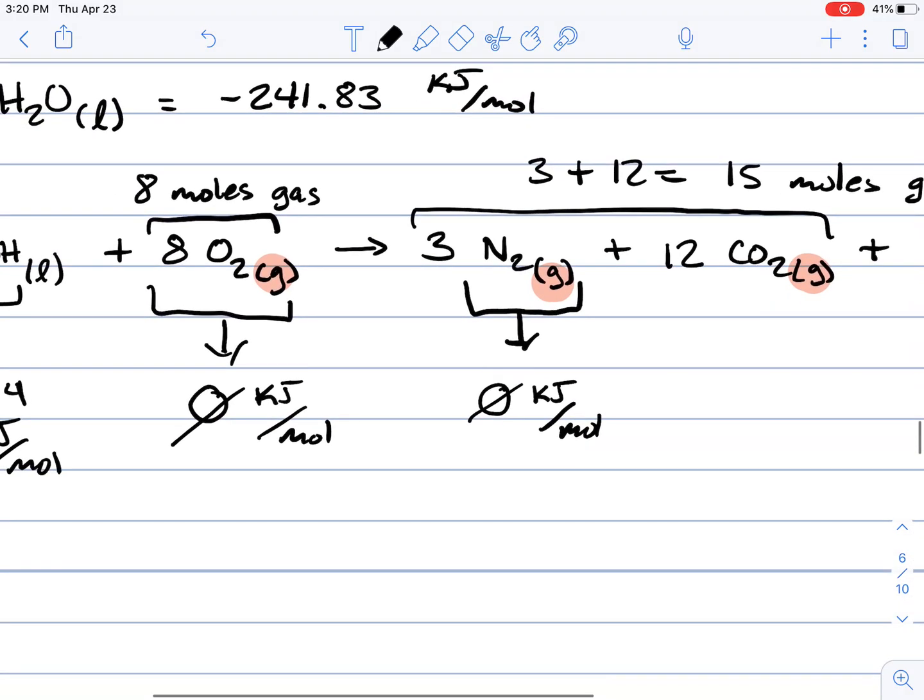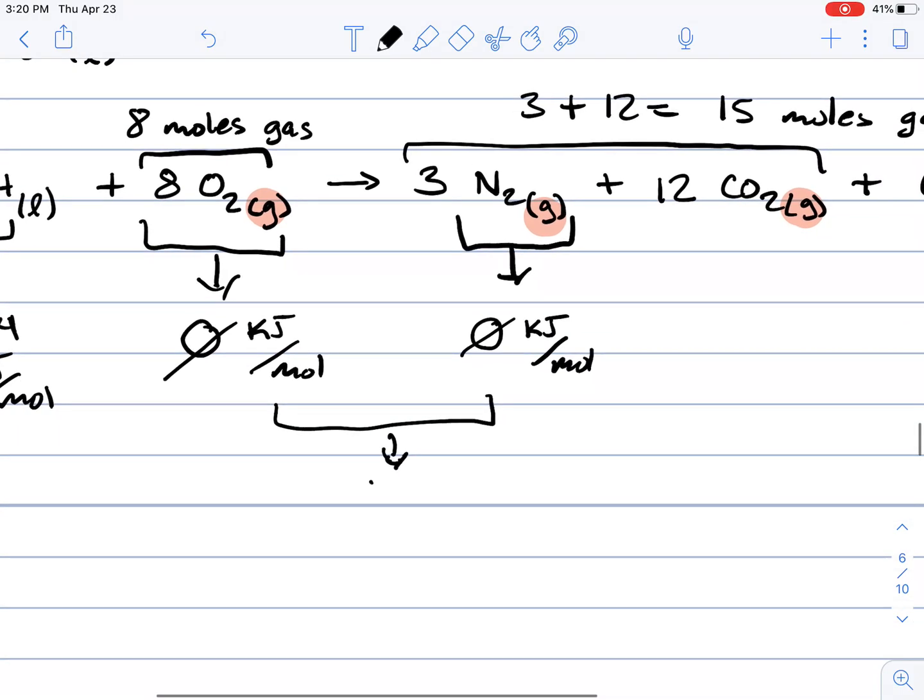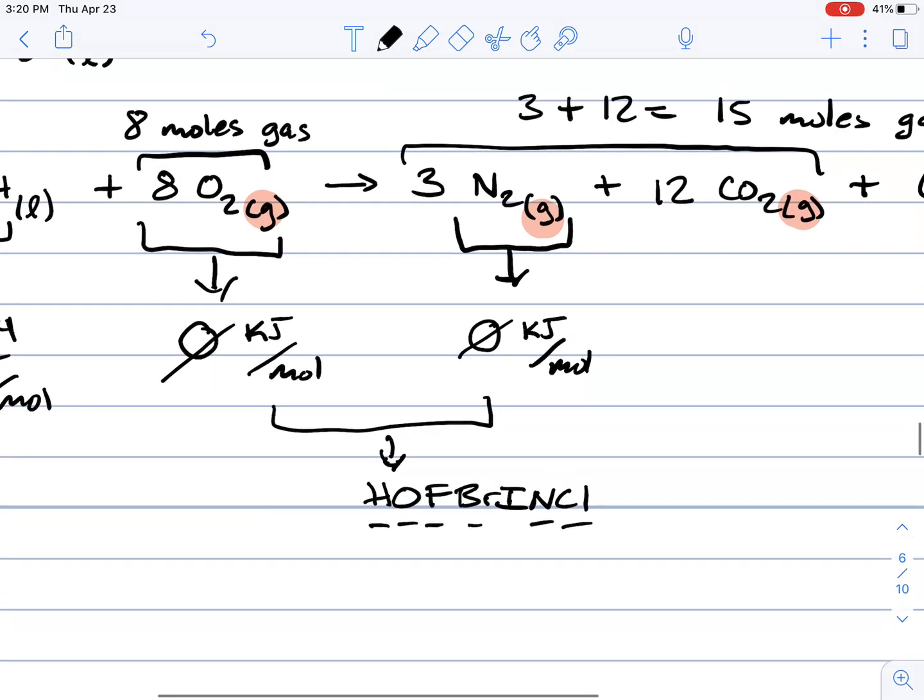And so what constitutes a pure elemental? Part of it is Hofbrinkel. This acronym represents all of your diatomic gases: H2 gas, O2 gas, F2 gas, bromine gas, iodine, nitrogen gas, chlorine gas, right? And so those are examples of pure elemental gases.